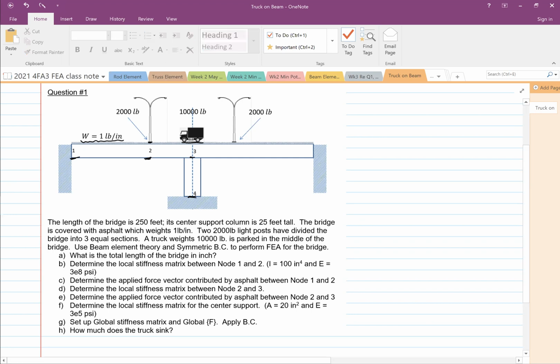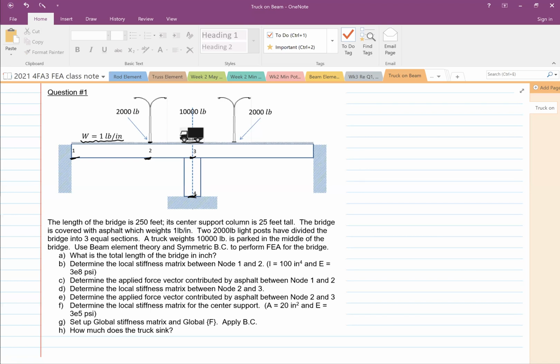And another thing, usually I don't do that, but in this problem set, I provide node numbers to you already. Usually I don't, but somehow this one I was being nice, so I provided some of the node numbers.